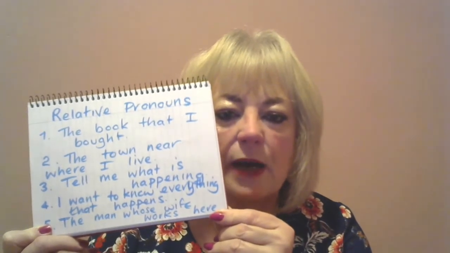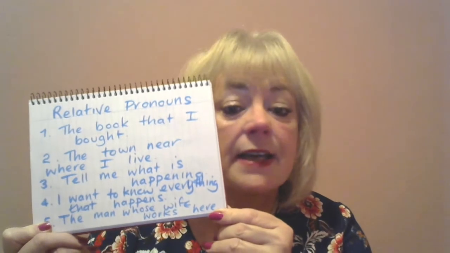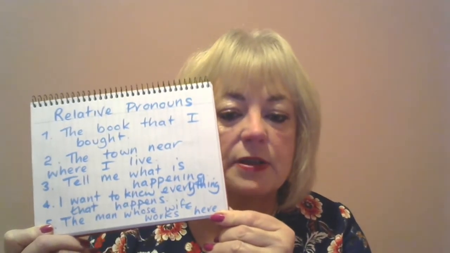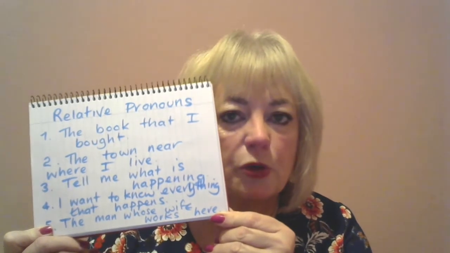Okay: the book that I bought, the town near where I live, tell me what is happening, I want to know everything that happens, the man whose wife works here. And it's funny, isn't it? Because these sentences, obviously in English, when you look at them, they look so simple and you think, oh, that's easy. But when you actually sit down and start to translate them, they're trickier than they look.